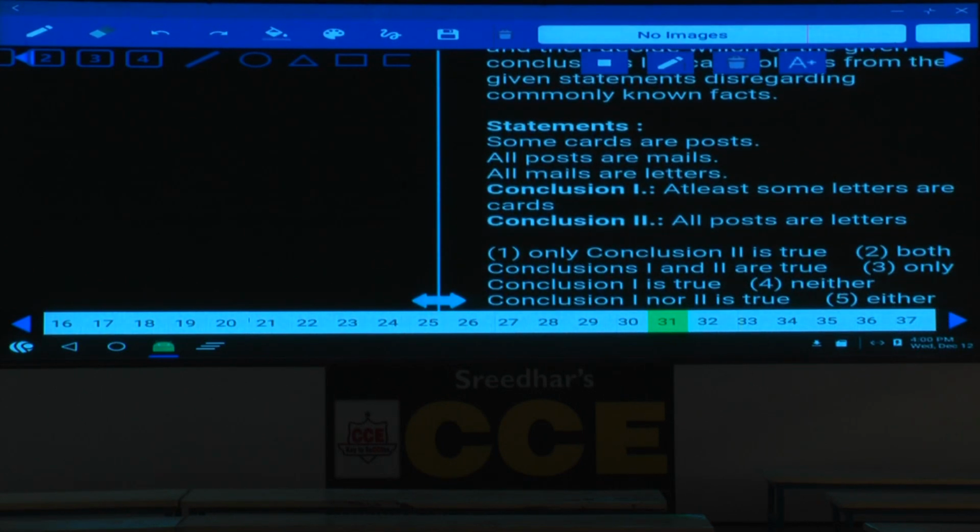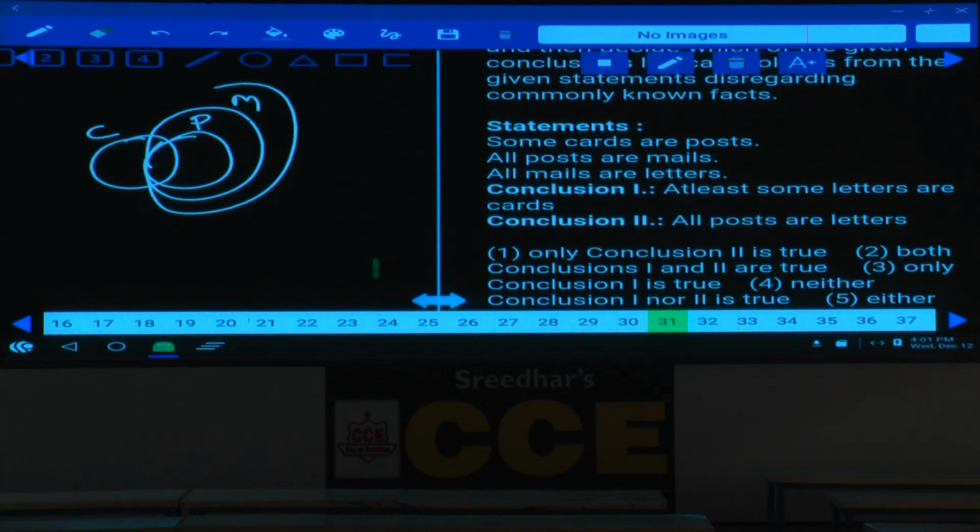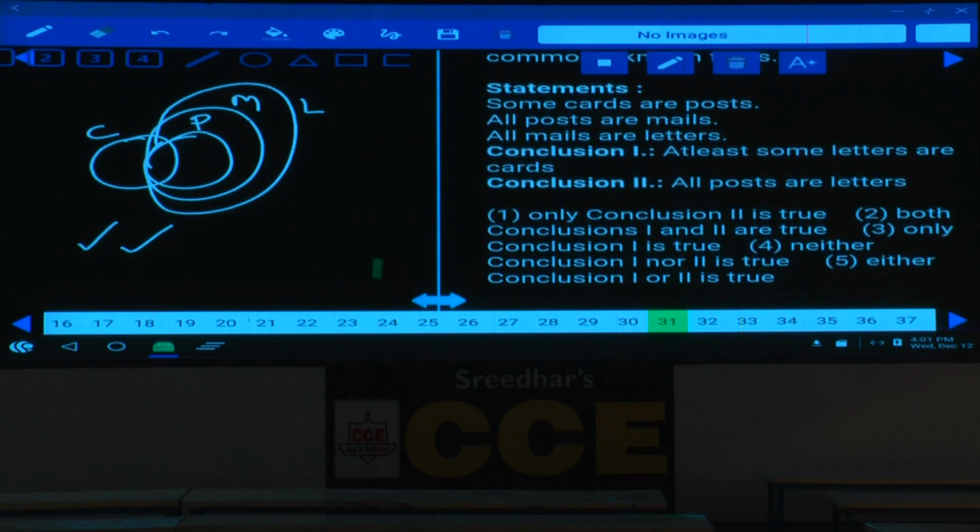Now syllogisms. What is the first statement here? Some cards are posts, it can be written like this. These are the cards and these are posts. And all the posts are mails. All mails are letters. Then first one, some letters are cards. Some letters are cards, definitely true. All posts are letters, that is also true. Hence both the conclusions follow. Both 1 and 2, that is choice 2. Clear now? Both conclusions 1 and 2 are true, choice 2.